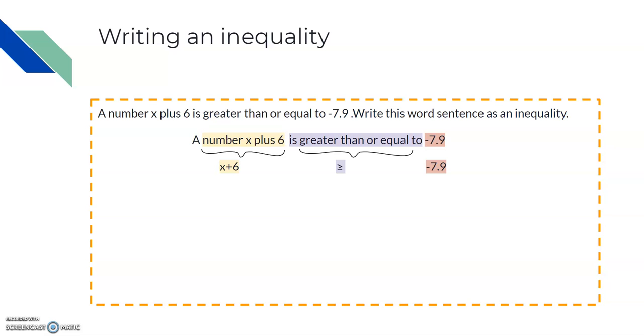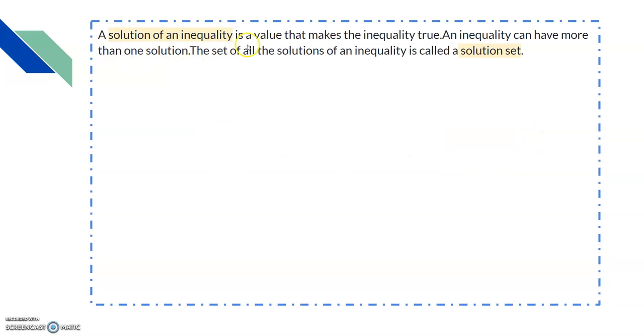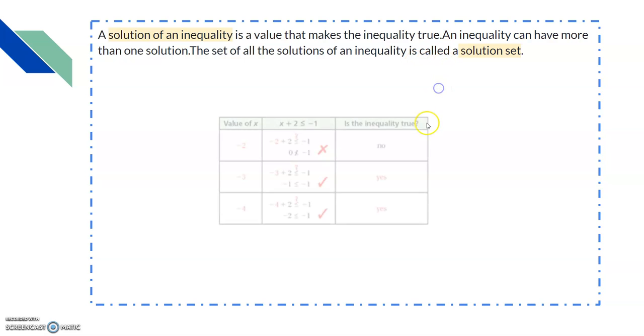You can either take a picture and print it out and have it everywhere when you're solving problems like this. So is greater than or equal to this inequality sign, and minus 7.9 is minus 7.9. So this is our inequality. A solution of an inequality is a value that makes the inequality true. An inequality can have more than one solution. The set of all the solutions of an inequality is called a solution set.